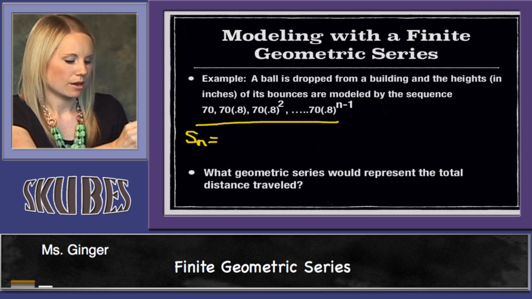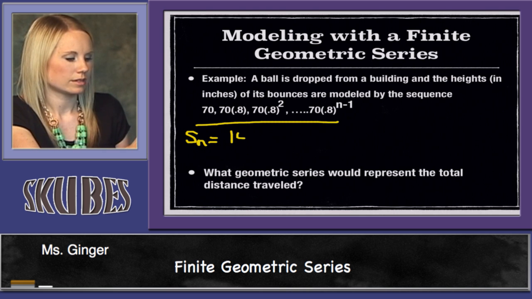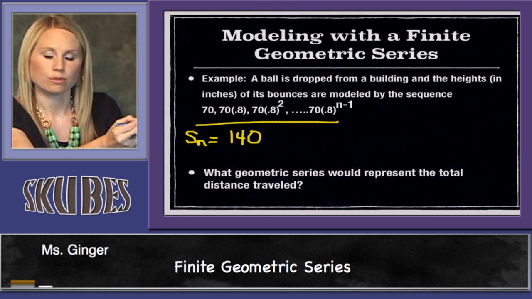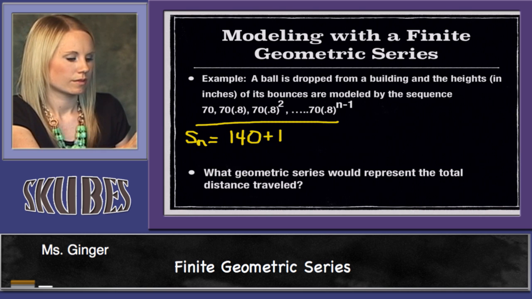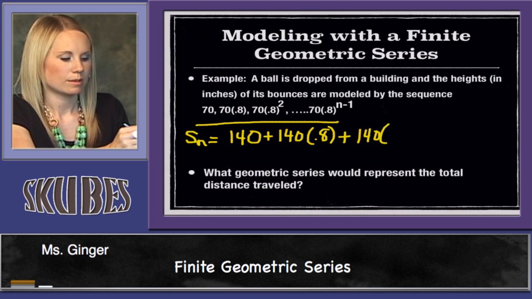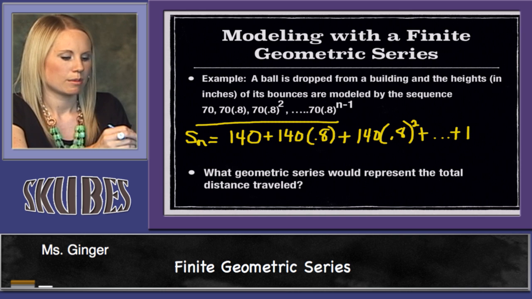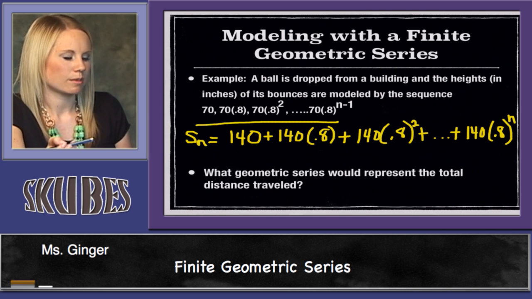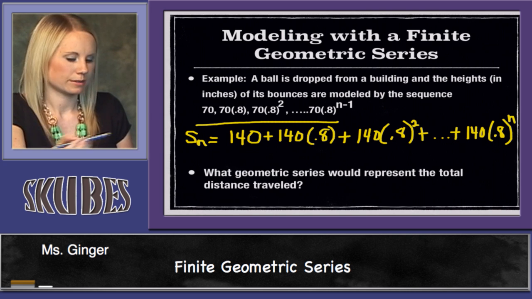All right, so what would really model this sequence would be 70 times 2, which is 140 inches, and then 140 times our 0.8, and then 140 times our 0.8 squared, and then we're not sure how many bounces it's going to have before it comes to rest, but we're going to let n represent that. Okay, so here's our setup for this series.